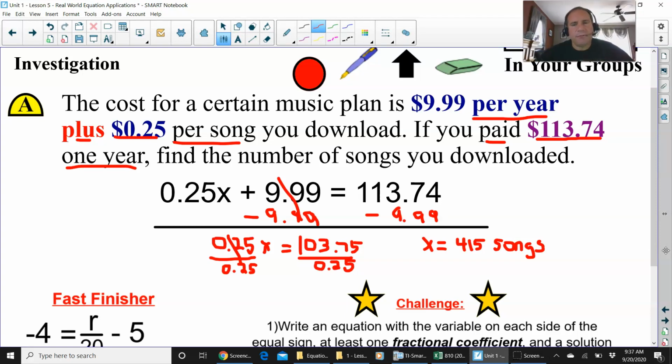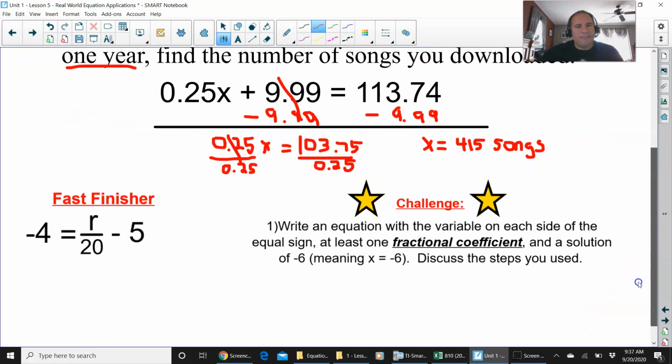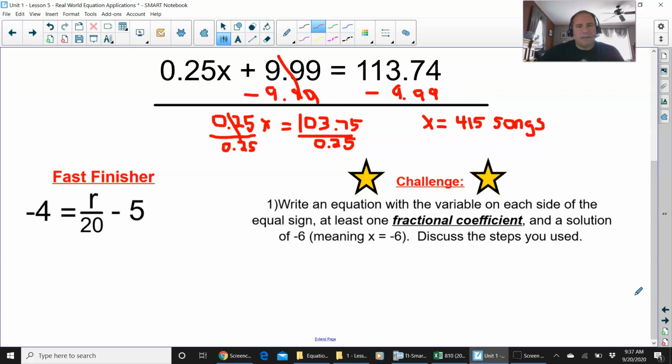All right, hopefully, just take a look. Hopefully you got that 415, that's your X. You subtracted $9.99 from each side. You did get 103.75. You divide that in the calculator by 0.25 and you get 415 songs. That's it. Taking the fast finisher, which you should have completed already, you add 5 to both sides.